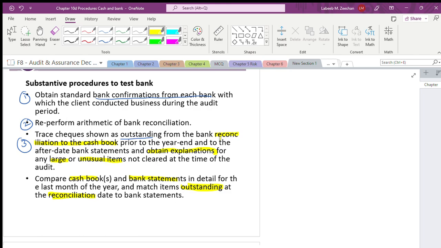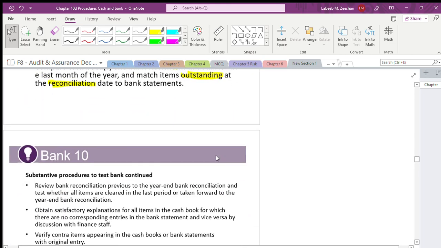Simply write: reconciliation for the last month of the year, identifying the outstanding amounts. The reconciliation is to be done at the end of the month and the end of the year, for large and unusual items not cleared. It is simple English. That is the reason I highlight with the marker: those are the keywords, and with those words you can make up the sentence.